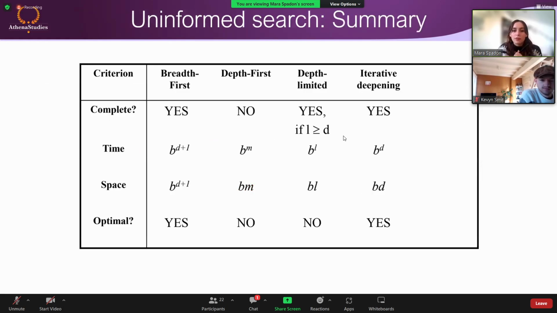So this is from the slides as well. This is kind of an overview of what we just talked about. So is it complete? Is it optimal? Yes or no? And then the time and space complexities as well. So as you can see here, depth limited, it is only complete if the limit is bigger than or equal to the depth where the goal is located. So this overview, I would really advise you to study as well.